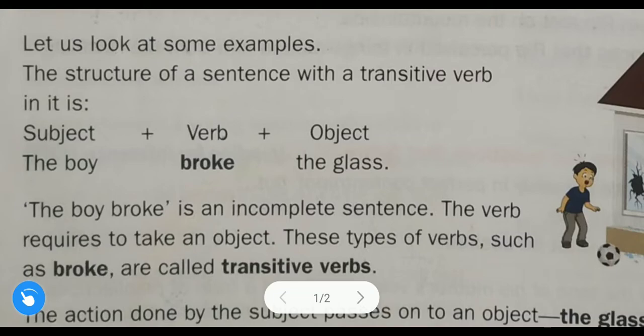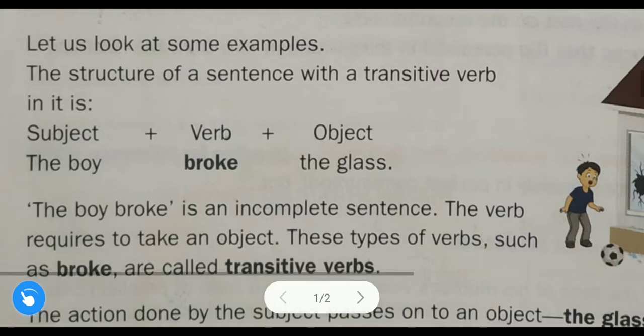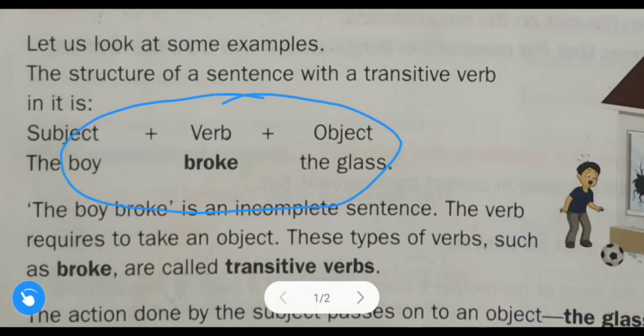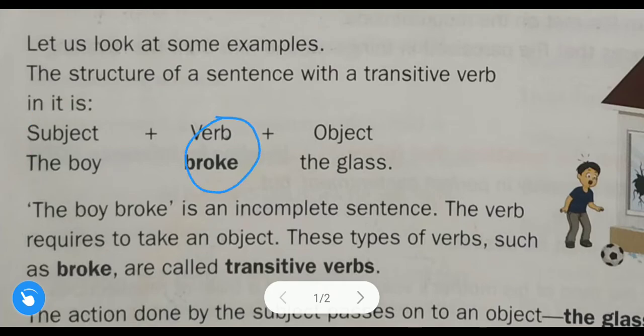Okay, what the boy broke? The boy broke the glass. Or you can say what did the boy break? The boy broke the glass. The glass is the object, which receives the action of the verb. Such verbs are called transitive verbs. Understood? And how is the structure of these transitive verbs? Subject plus verb plus object.